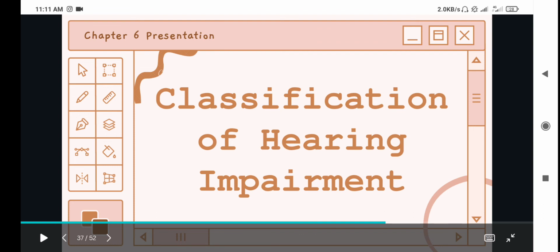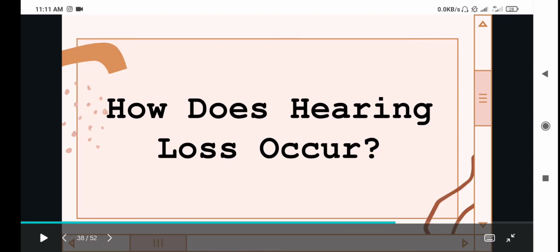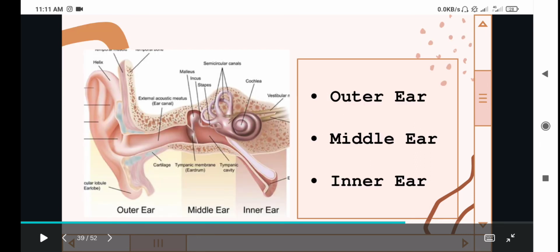So, classification of hearing impairment. How does hearing loss occur? The ear is made up of three sections: the outer ear, the middle ear, and the inner ear. The outer ear consists of the ear and the ear canal. The middle ear is home to the mechanical portion of the ear, consisting of the three smallest bones in the body and the eardrum. The inner ear houses the cochlea, the hearing and balance organ.